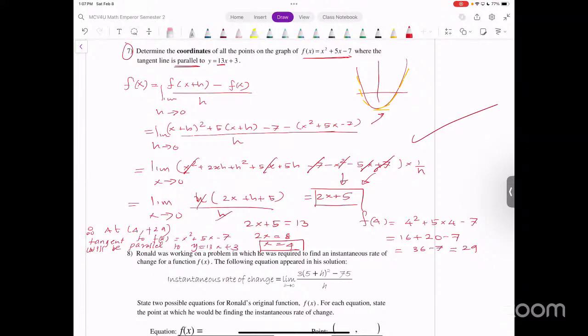What if I wrote just "therefore" and then I wrote the coordinate, will I lose marks on the quiz? Ask your teacher. For level 4, sir, she's going to deduct marks. Yes, absolutely.